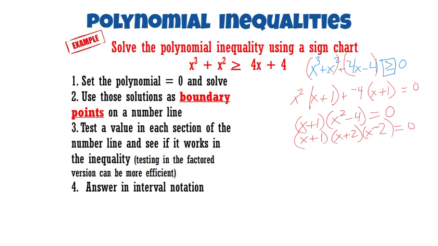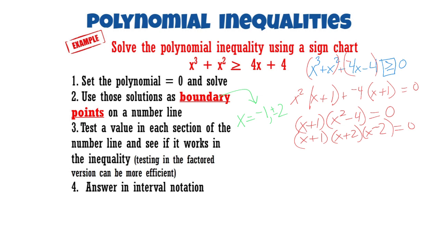I'm a little afraid I'm going to run out of room, so I'm going to write my solutions over here. X is equal to negative 1, and plus or minus 2. We have 3 different solutions there. Those are what we call our boundary points, and they indicate something is happening on the graph at these points.